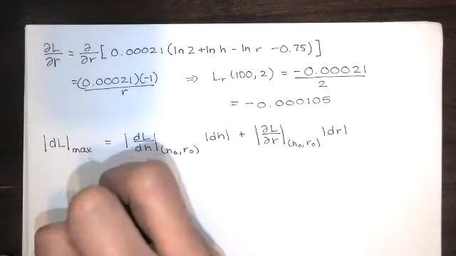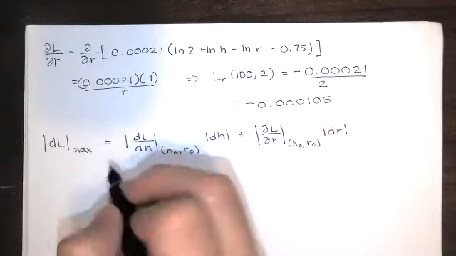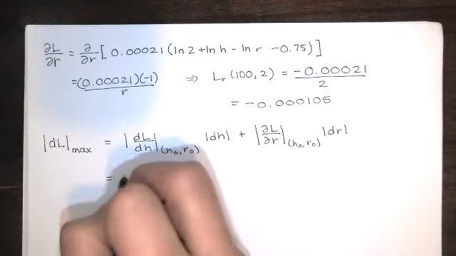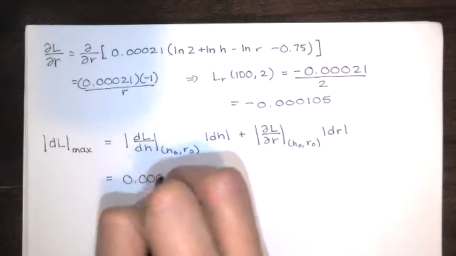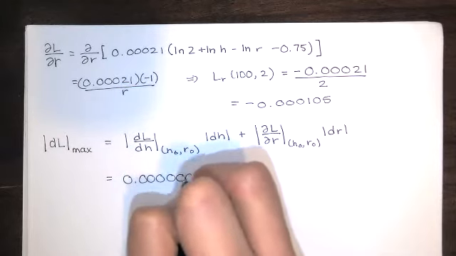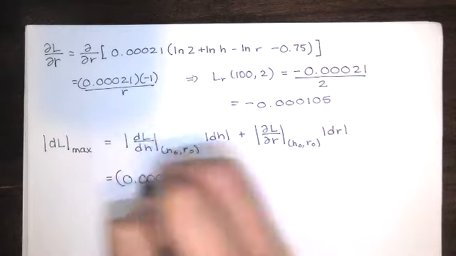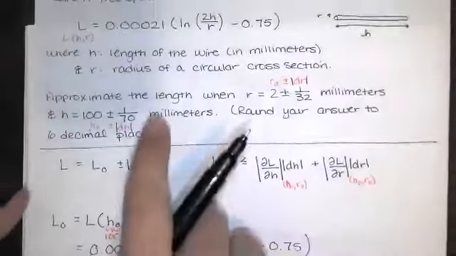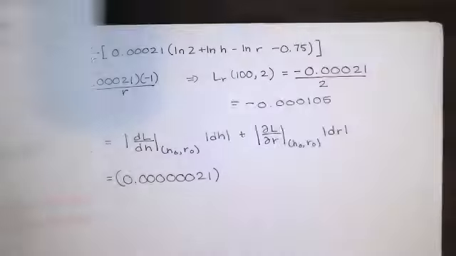Give each other grace. Okay, at this step, I'm just substituting this in right here, and I multiply by dH. Now remember what dH was? That was given to us. That was that 1 over 70 millimeters.